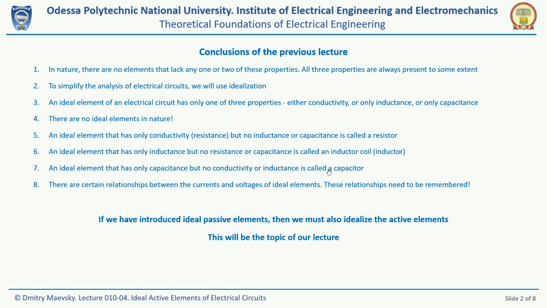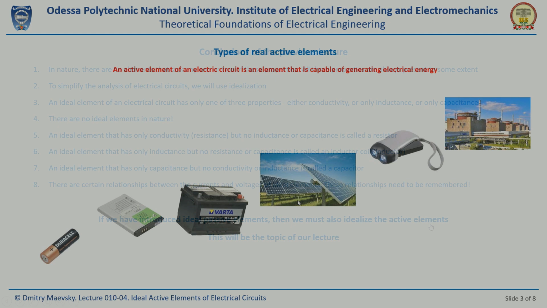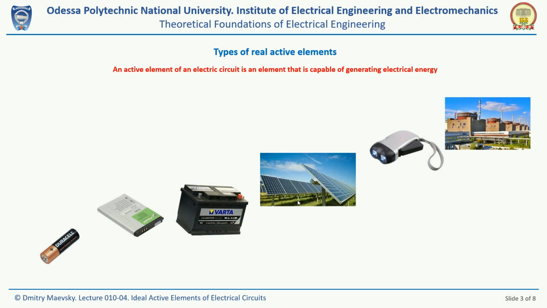In the last lecture, we also learned about the relationships between voltages and currents of ideal elements. These relationships are very important for future study of the theory of electrical circuits. Well, this lecture will be devoted to the idealization of active elements. First, let's look at what real active elements can be included in electrical circuits.